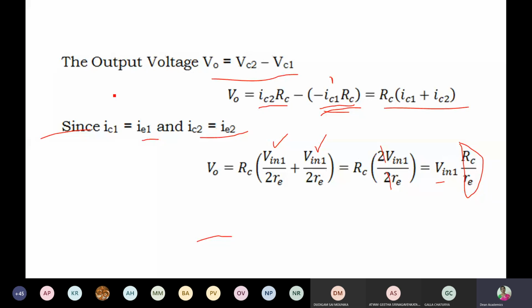V0 is equal to VC2 minus VC1, which is IC2 RC minus IC1 RC. I have shown you in the circuit diagram that current is flowing in opposite direction, therefore the difference of these two, minus of minus comes plus, RC into (IC1 plus IC2). Finally we have expressed V0, which is equal to Vin1 RC by RE.